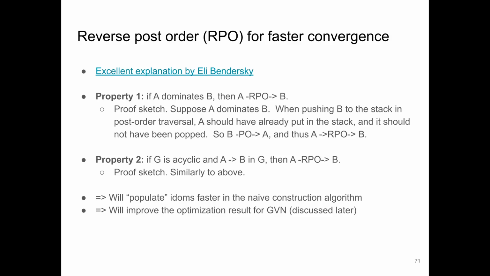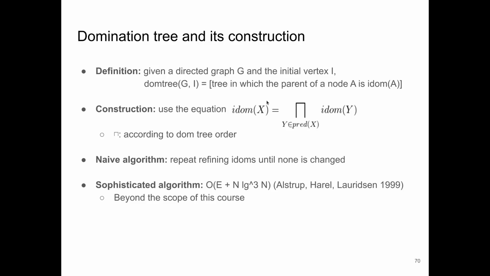I mean, the use of this reverse post order doesn't increase the precision or the correctness of the algorithm, but it will improve the convergence. So you're going to iterate less than the usual if you visit the vertices in this reverse post order in the calculation of the domination tree here.